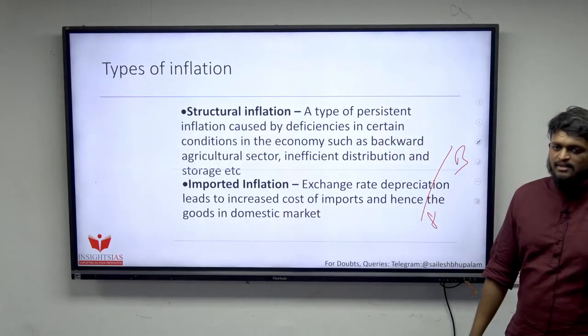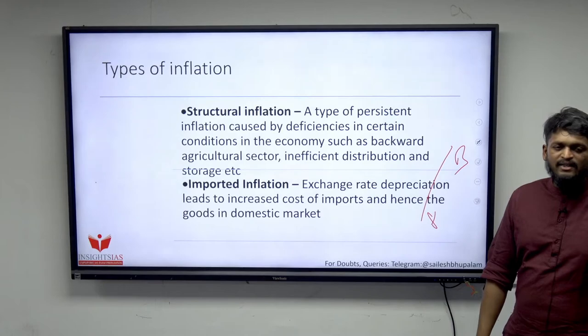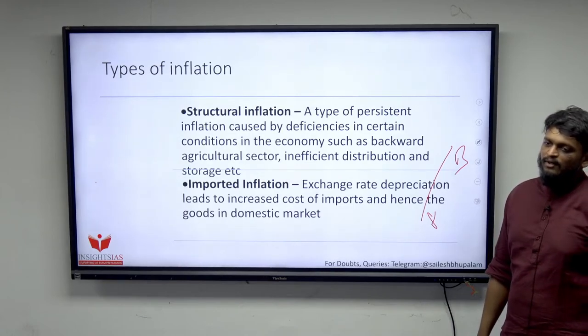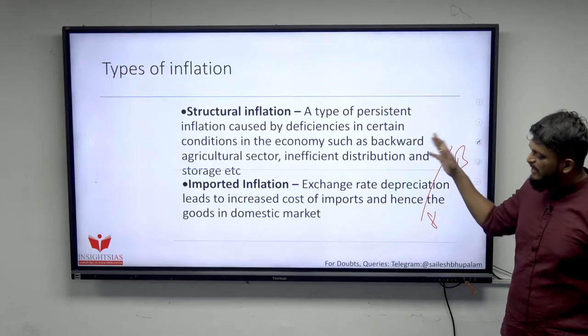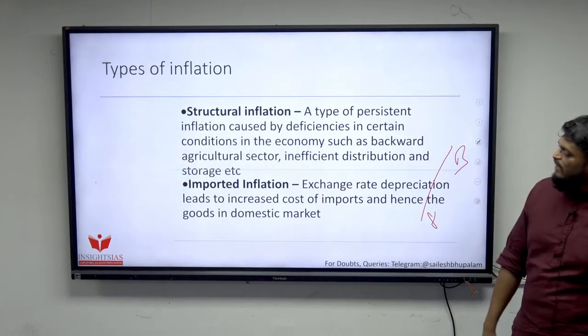It is a type of persistent inflation. What does it mean when we say persistent? It is not easily gone. It is going to be there for a while. So it is a type of persistent inflation caused by deficiencies in certain conditions in the economy.